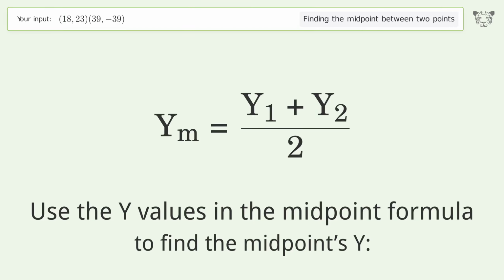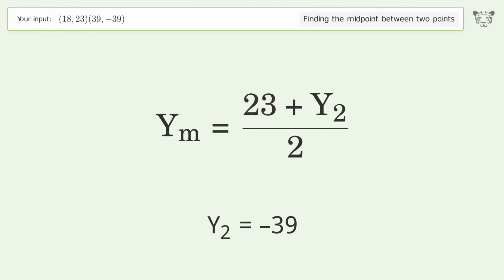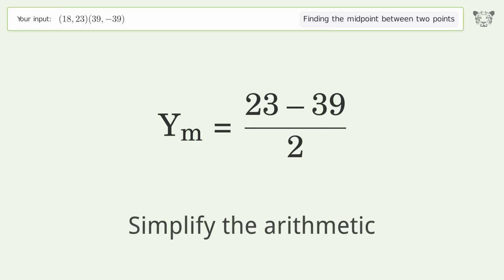Use the y values in the midpoint formula to find the midpoint's y. y1 equals 23. y2 equals -39. Simplify the arithmetic.